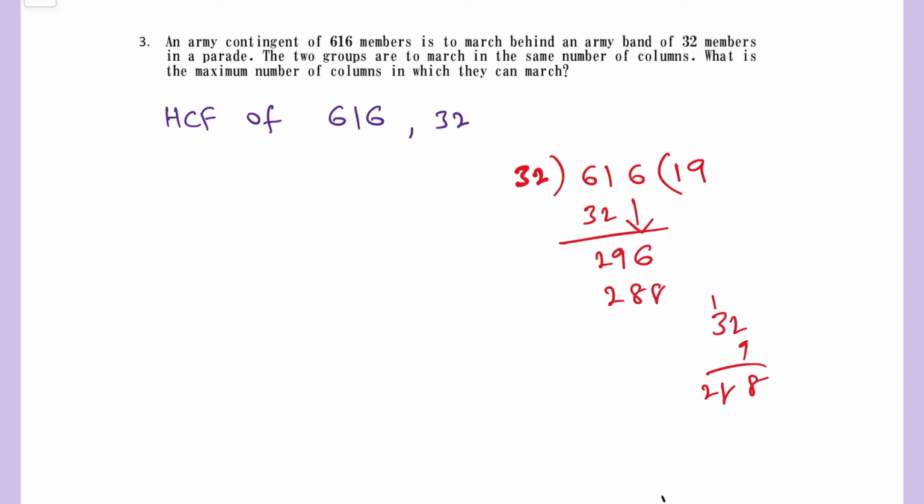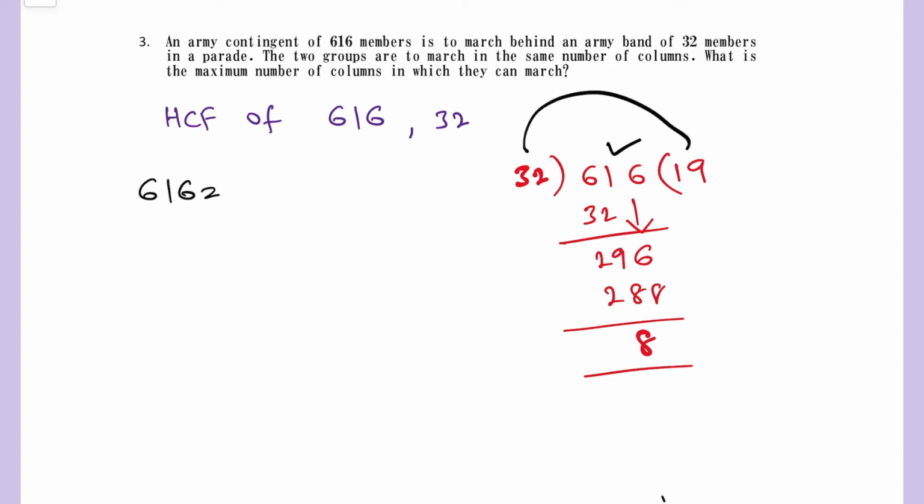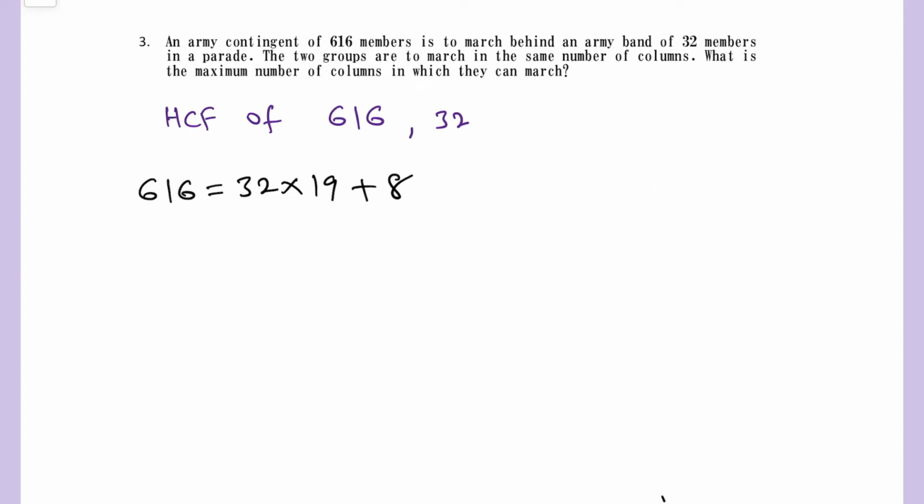288. If you do subtraction of this one, 296 minus 288 is 8. So now let us write this in the form of dividend equals divisor into quotient plus remainder. 616, that is the dividend, equals divisor into quotient, that is 32 into 19, plus remainder 8. Now from this step again we need to pick the divisor as well as the remainder. In this case the divisor is 32 and the remainder is 8.